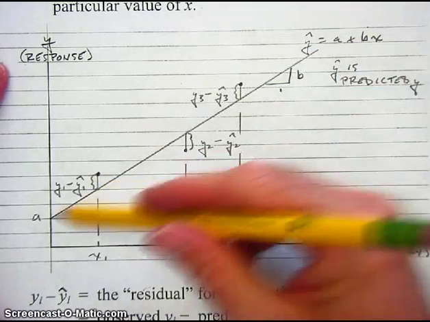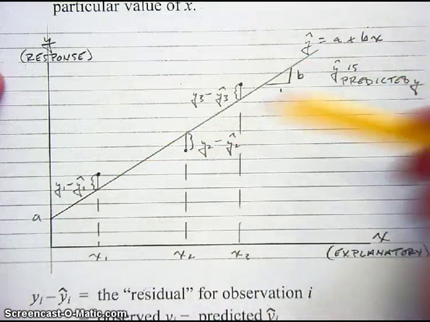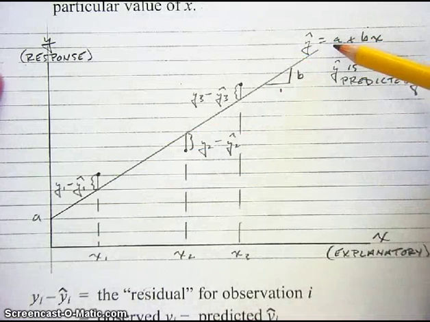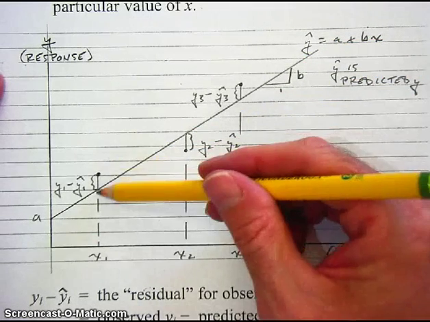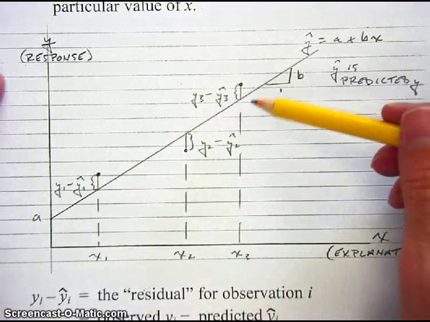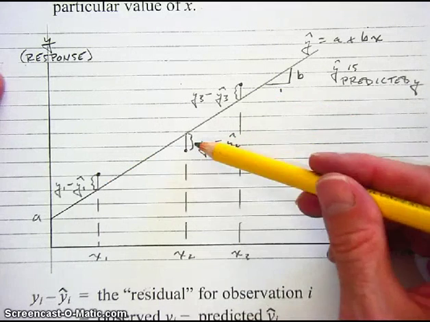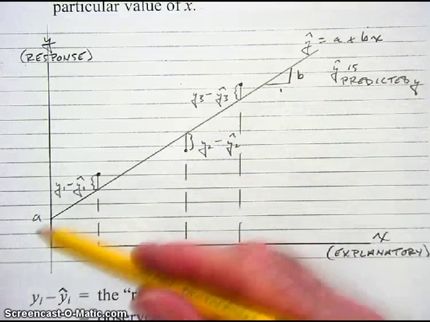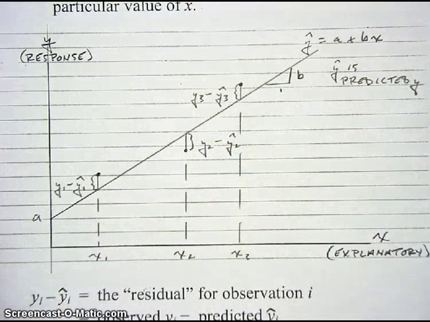So what we've got here is some points in the scatter plot. We drew a line through the scatter plot, and every point has some kind of residual. It might be a positive residual or a negative residual, or in some cases, if the point is on the line, it would be a 0 residual.